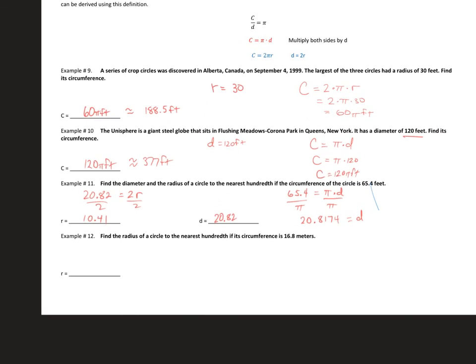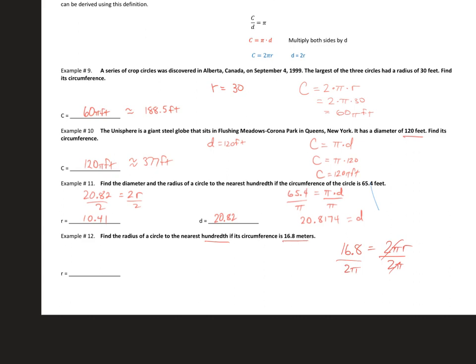And lastly, example number 12, it says find the radius of a circle to the nearest hundredth if its circumference is 16.8 meters. So 16.8 equals 2 pi r. So I need to get the radius by itself. So here I'm going to divide both sides by 2 pi. That will give me the radius by itself. So 16.8 divided by 2 pi. And again, they want me to round this to the nearest hundredth.